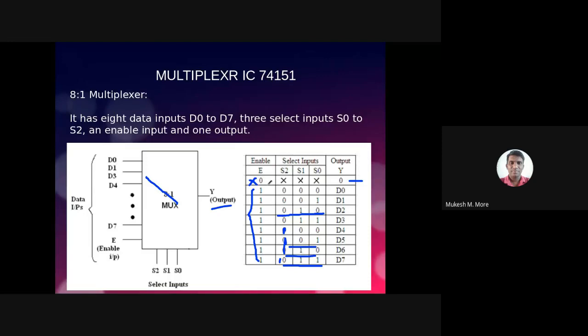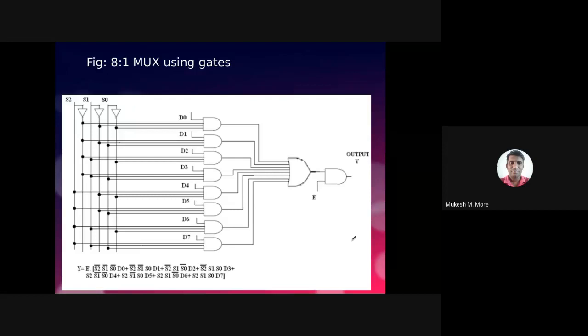If E is equal to 0, it is the active input, but in this truth table we have to consider the enable input equal to 1. When you consider the enable input equal to 1, only then will your multiplexer work and generate the output. So please make sure that with the select lines and enable input equal to 1, it is generating output.